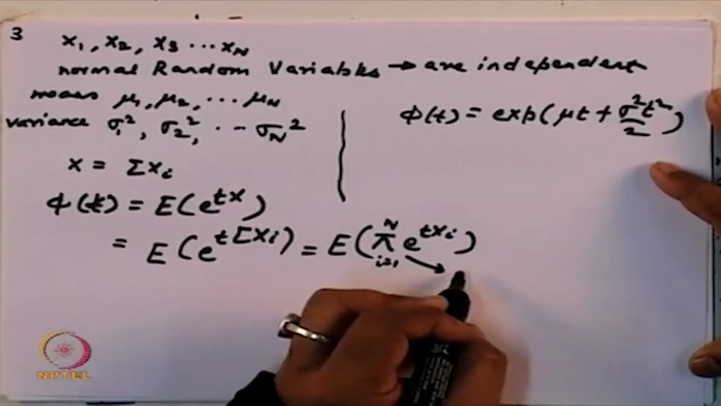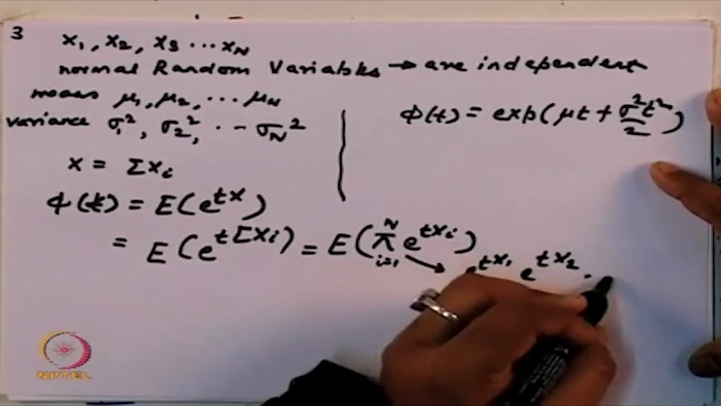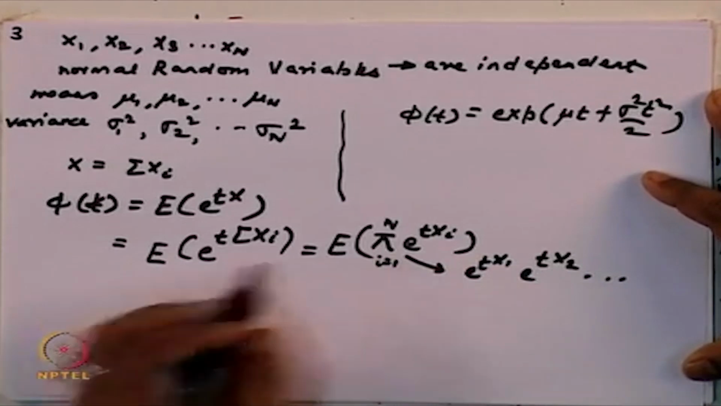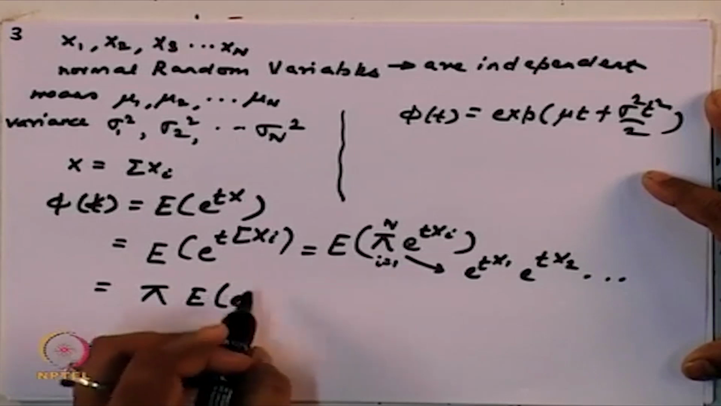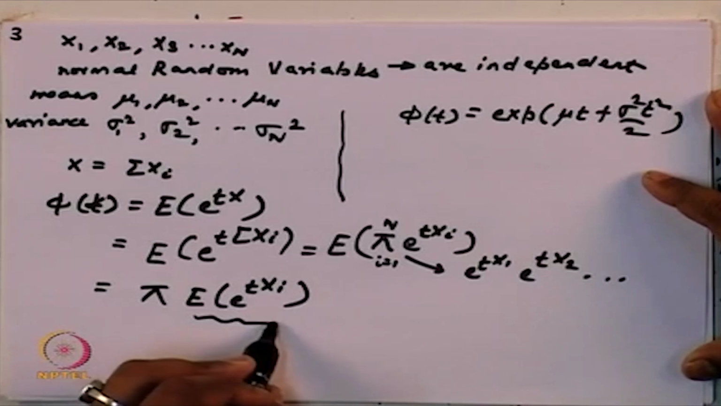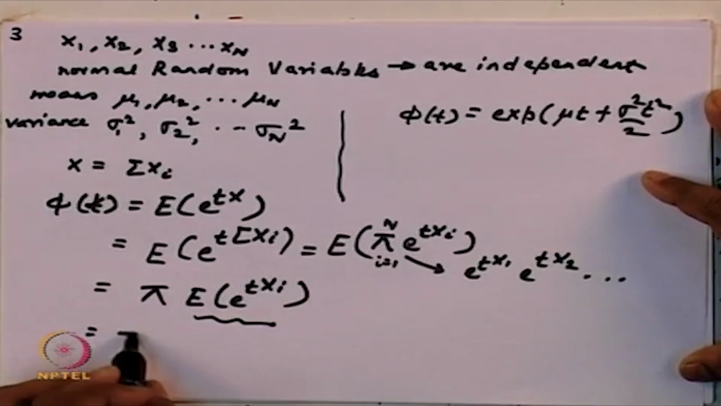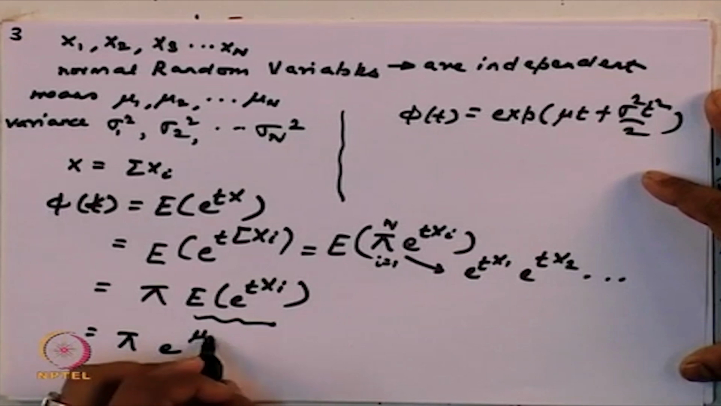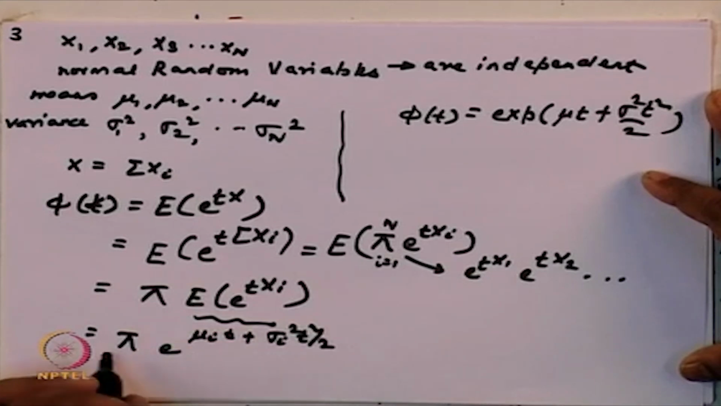So the product is e to the power t x1, e to the power t x2, and so on. I can take this product out and write it as the product of the expectation of e to the power t xi. And for this I know that phi of t gives you this expression. So this is nothing but the product of e to the power mu i t plus sigma i square t square by 2, and you have a product.